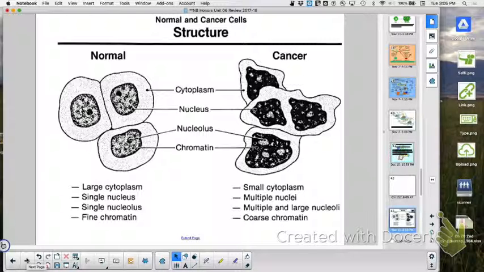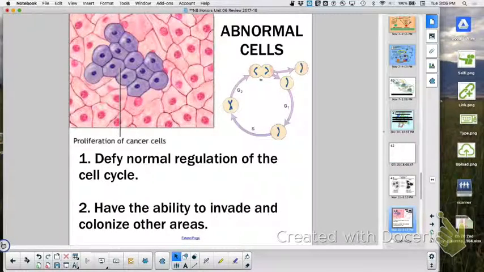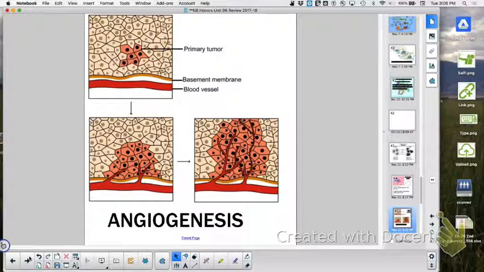Cancer, when good cells go bad. You can tell looking at a cell under the microscope if it has an irregular nucleus, extra chromatin within that nucleus, or multiple nuclei. Those are all signs of cancer. They defy normal cell regulations, and do you remember what the word is when they can invade other places? It starts with an M. Metastasize. Yeah, and it can move to other places in your body.